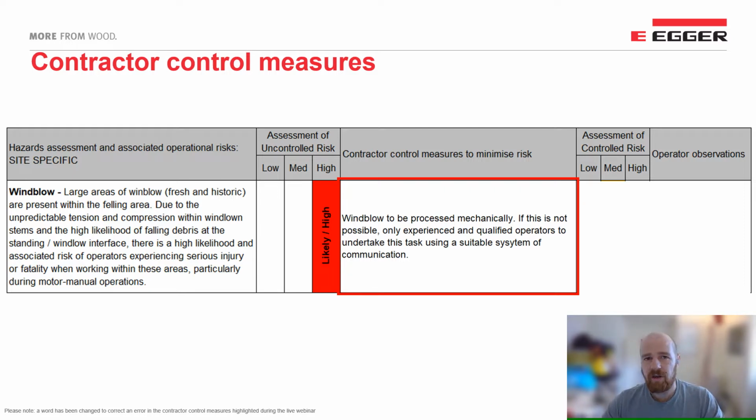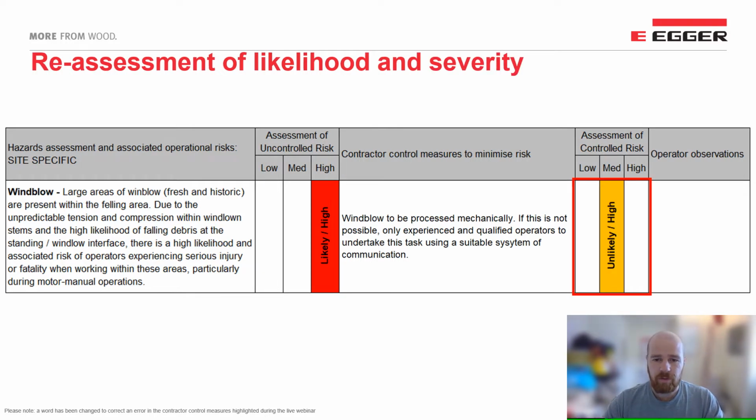This is usually done verbally over the phone or through emails, where the contractor will fill in the control measures column on our hazard assessment, and then we'll discuss the control measures they wish to put in place verbally before we begin the contract. Once we have received the control measures from the contractor, we then assess the controlled risk using the same matrix as shown before.